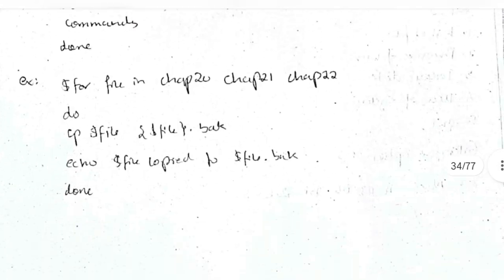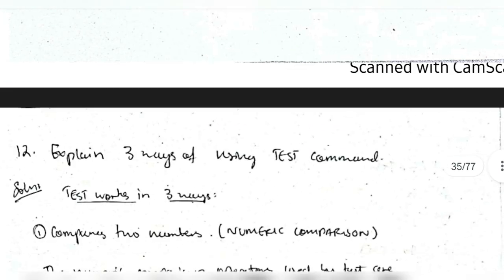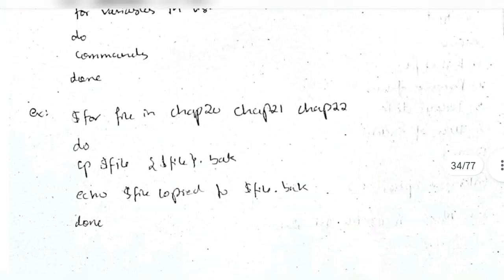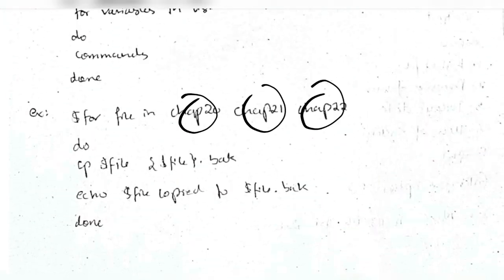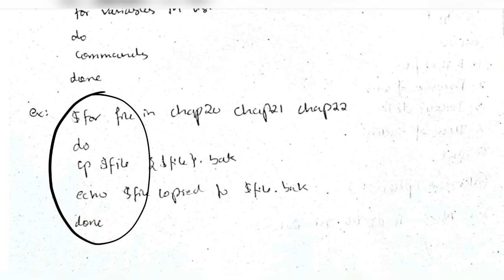For example, for file in chap20, chap21, and chap22, do cp $file $file.bak, echo file copied to file.bak, done. So the output is that whatever files we have in chap20, chap21, chap22, will be displayed, like for example here we have abc. So what will be displayed is abc.bak, then something else.bak, and something else.bak, and so on. Okay, so that will be displayed in the result of the for loop.